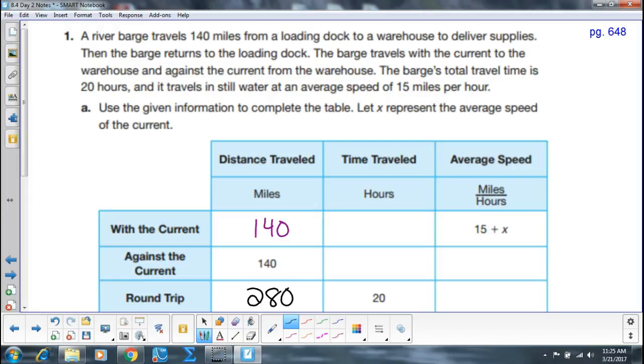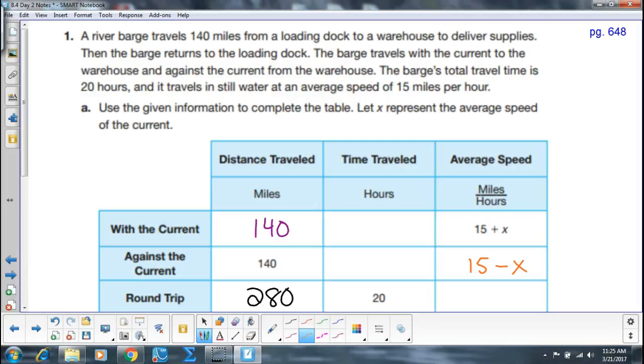And in still water, without any current, it travels at 15 miles per hour. Okay? All right? So the average speed with the current is helping us here, so that's why it's added to our speed. When we're coming back, we're going against the current, so what are we going to do with the current? We're going to subtract it, so that's going to be 15 minus x.